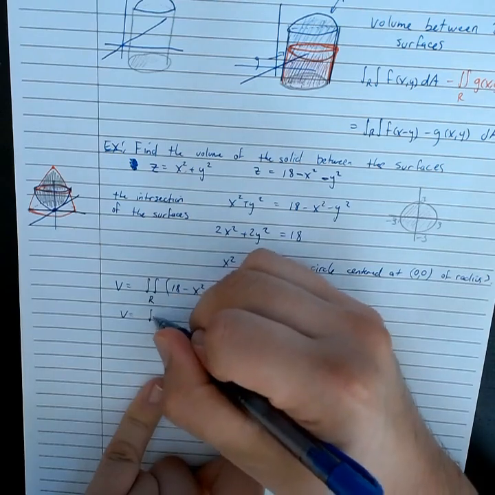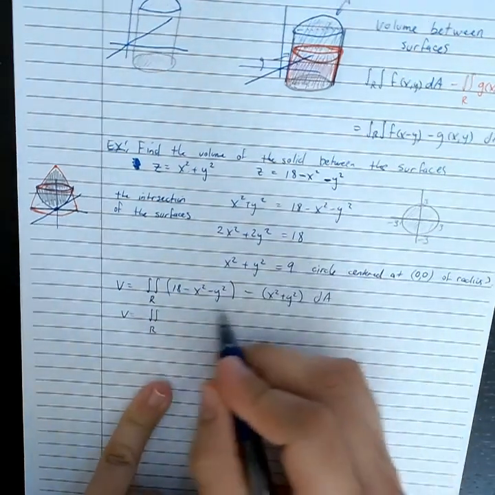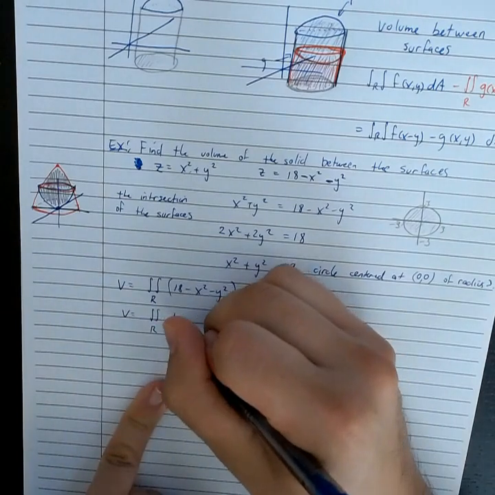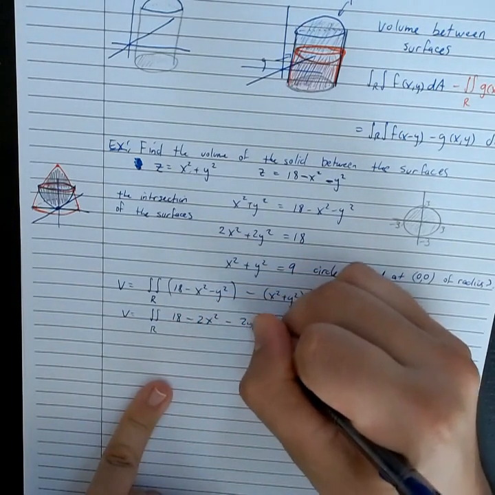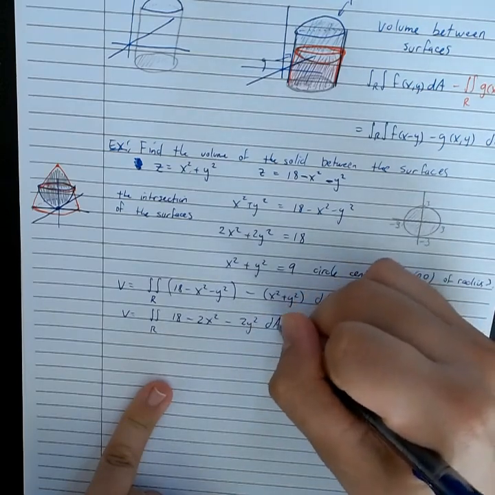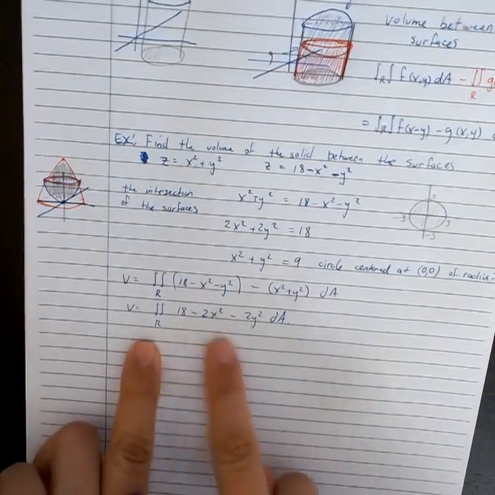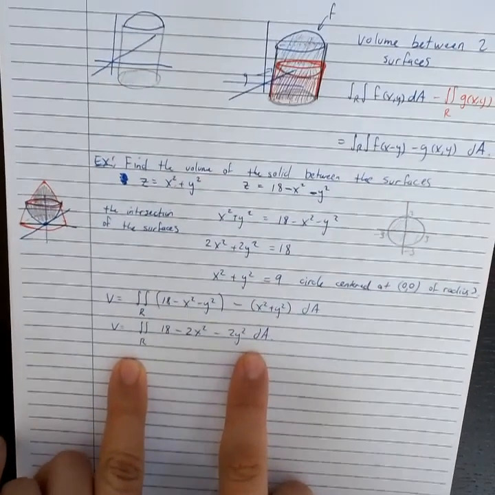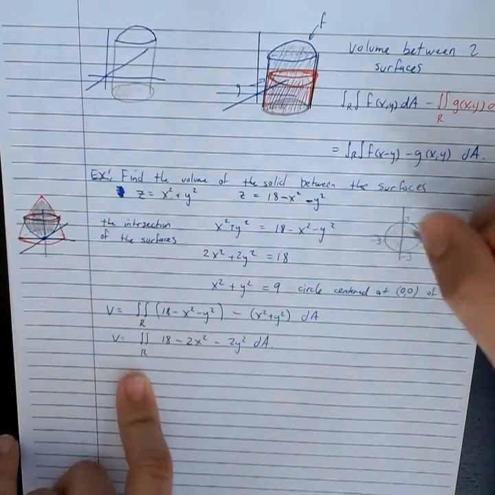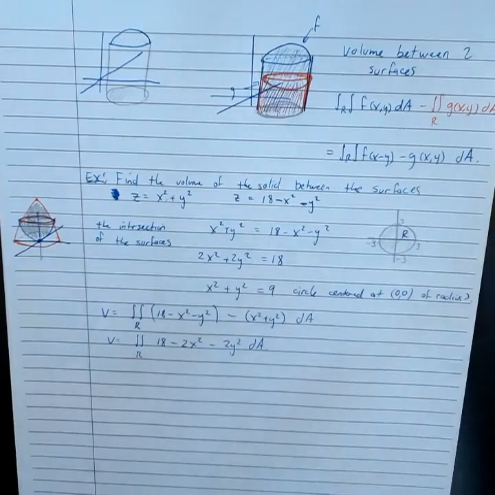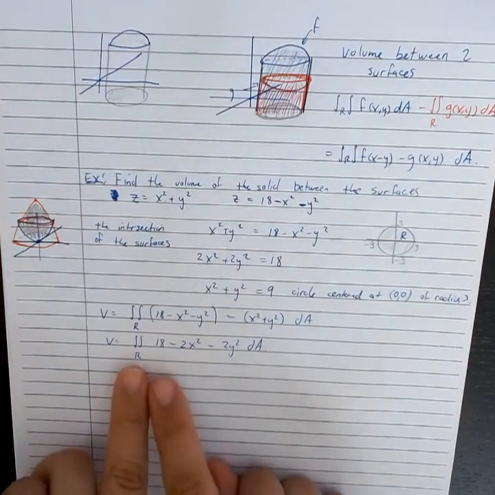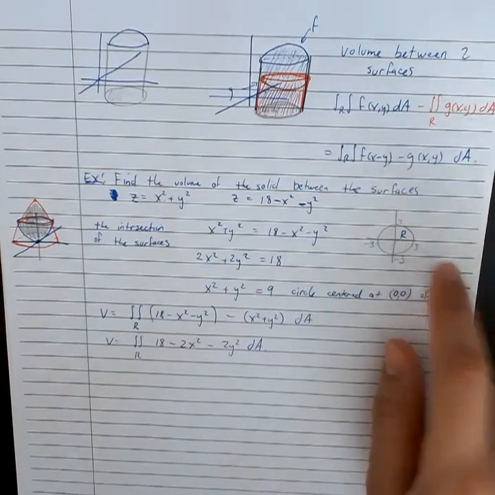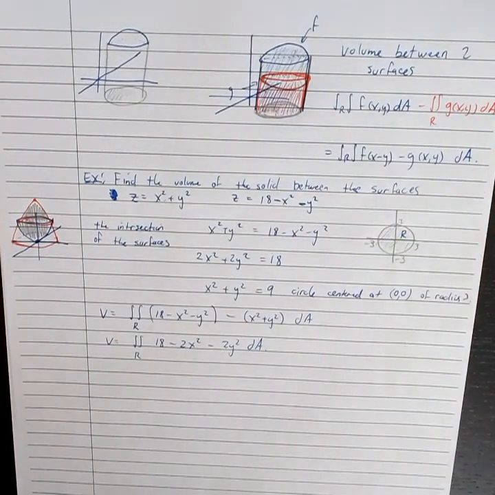We can write this as the double integral over R. Here, some like terms combined make things a little bit nicer. That's 18 minus 2x squared minus 2y squared dA. So that's our double integral over the region R. Over here, that's your region R. So now, give this a try. Pause the video and see if you can evaluate this double integral over that region. Once you have an answer, go ahead and unpause and we'll go through it together.